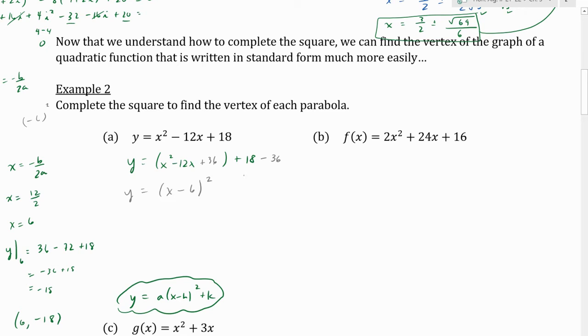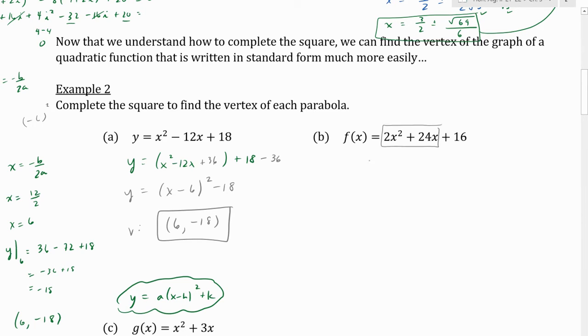And then I created my own square. I've got a minus 18 on the end. It means I move 6 to the right and down 18. And there's my vertex, where I get both halves of it. Like I get the x and the y in the same work. It's just so much easier. Okay.